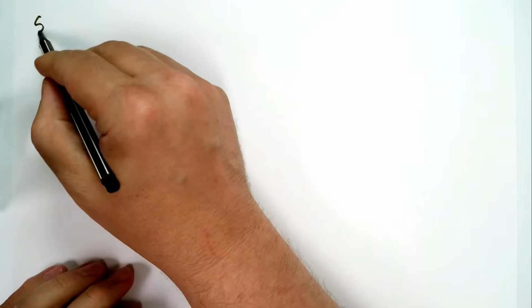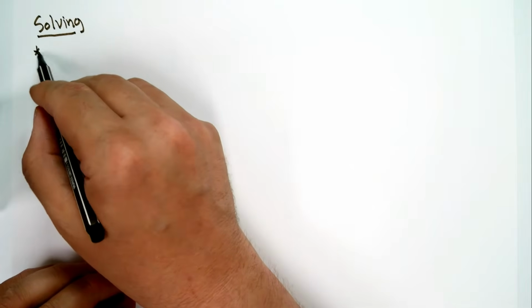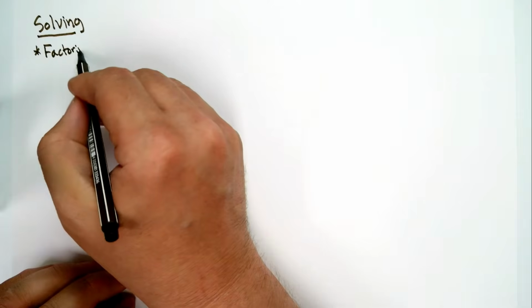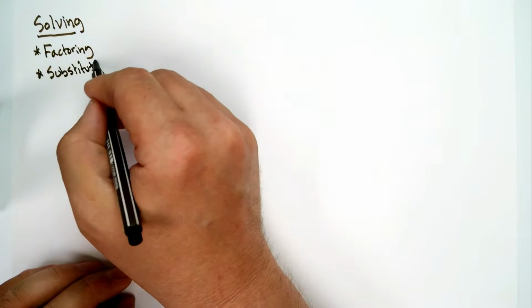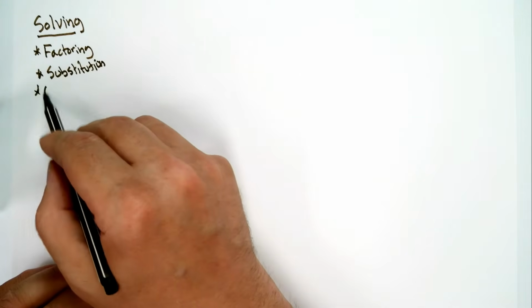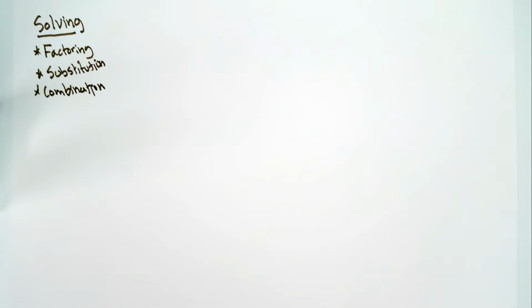All right. Well, let's talk about solving. So when we talk about solving, what we really mean is solving a system of equations. Now, what tools do we have for solving? There are three main tools. One of the main tools is factoring. Another one is substitution. And our final one is combinations. So in other words, combining things together in a nice way. So let's try this out. Let's try to solve a problem.